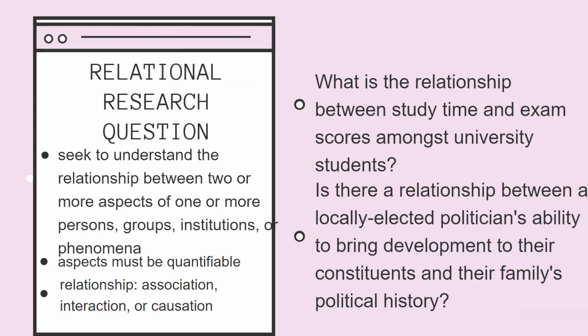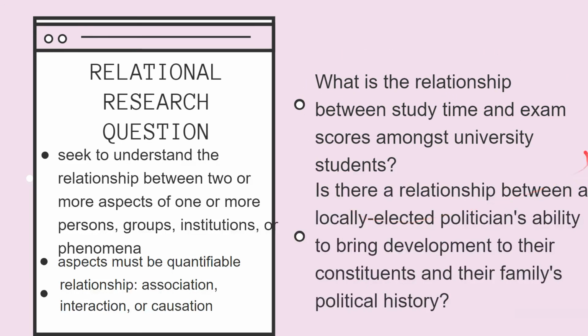When we say association, they are simply associated with each other. They have a certain connection. When we say interaction, these two variables interact or they affect each other in some way. And in causation, one is the cause and the other is the effect. Okay, so those are the types of relationships in a relational research question.